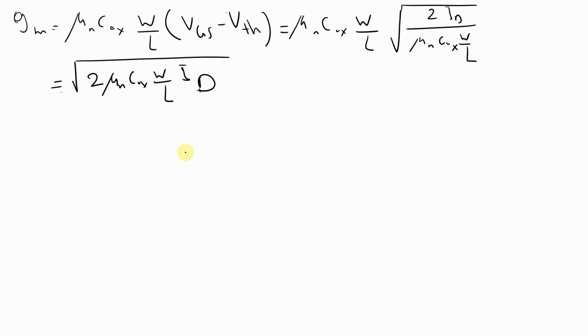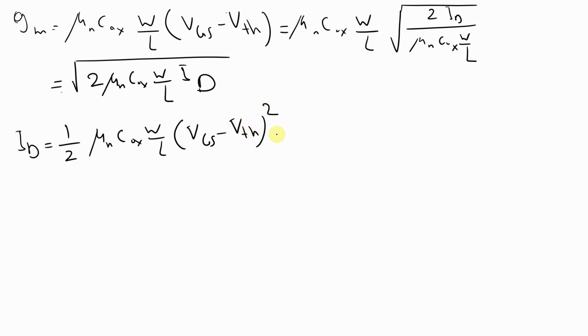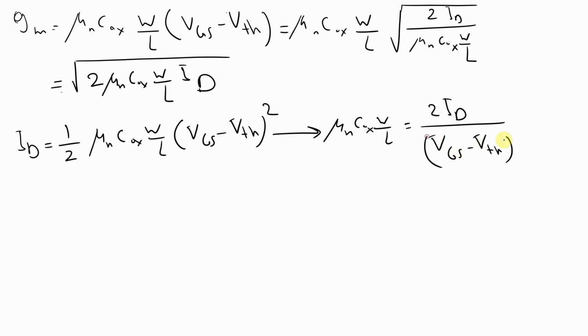How about the third one? Because I already told you we have three formulas for gm in saturation region. Again, look at this formula for ID in saturation: 1 divided by 2 mu n C oxide W over L times VGS minus V threshold to the power of 2. Now I can calculate mu n C oxide W over L with respect to other parameters. So what do we have? We have 2 times ID divided by VGS minus V threshold to the power of 2. Now I'm going to substitute this into this formula.